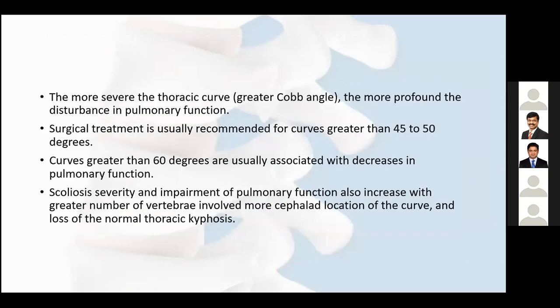The more severe the thoracic curve, the more profound the disturbance in pulmonary function. So surgical treatment is usually recommended for curves greater than 45 to 50 degrees. Curves greater than 60 degrees are usually associated with decrease in pulmonary function. So scoliosis severity and impairment of pulmonary function also increase with the number of vertebrae involved, if it is more cephalad, and with the loss of normal thoracic kyphosis.